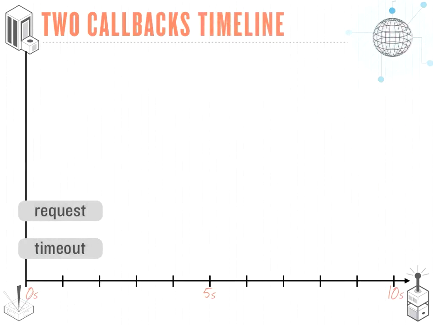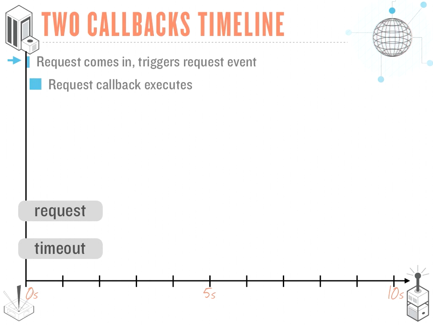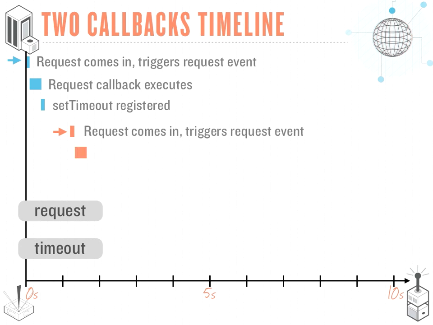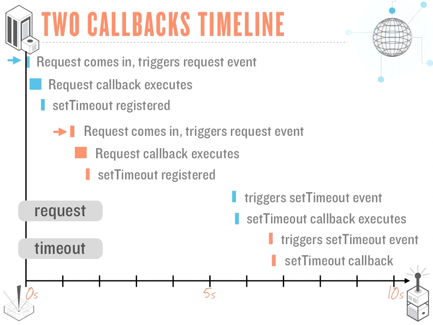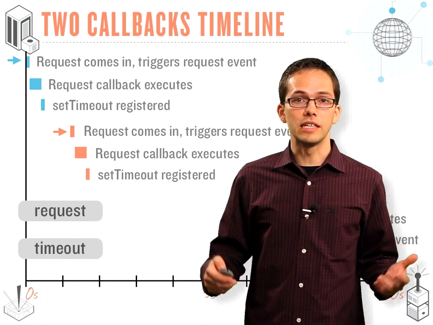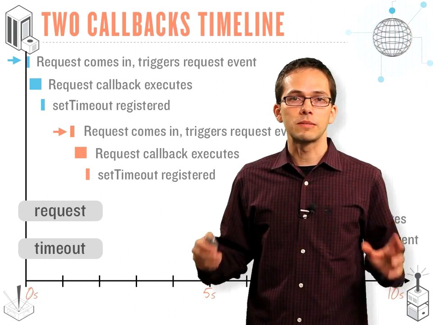We're going to send in 2 requests to our Hello World server with the timeout and see what happens. So our first request comes in, triggers that request event, the request callback executes, that set timeout code registers, and it's going to wait 5 seconds. Meanwhile, another request comes in, triggers that request event again, the callback executes, the set timeout registers, and now this has to wait 5 seconds. Then when our first timeout is done, it's going to trigger that set timeout event, which will trigger the set timeout callback, and it returns that response. Then our second request is going to trigger the event and do the callback, and so on and so forth. So as you can see, 2 requests can happen at the same time, and nothing is blocking.